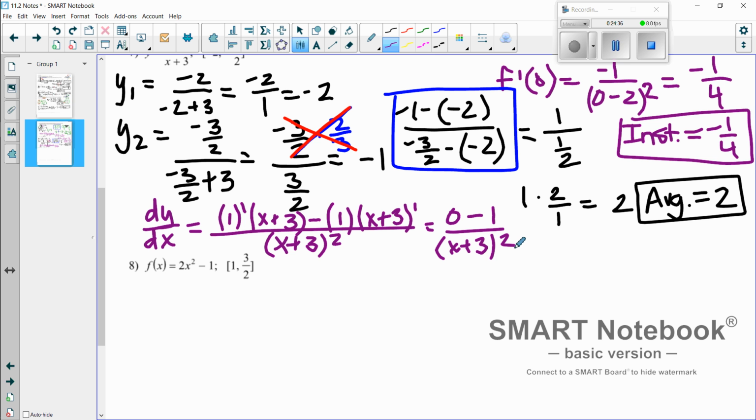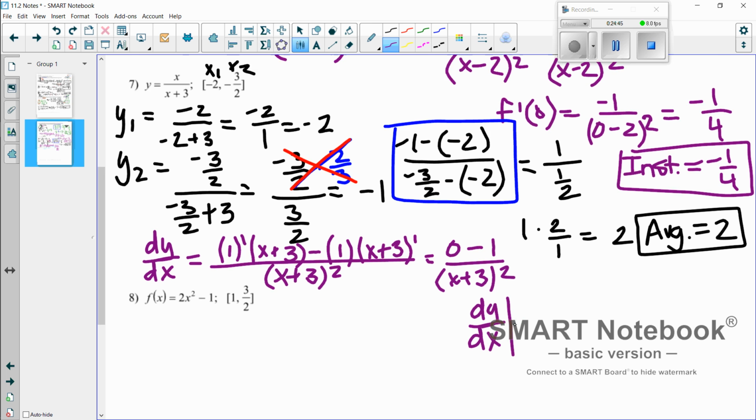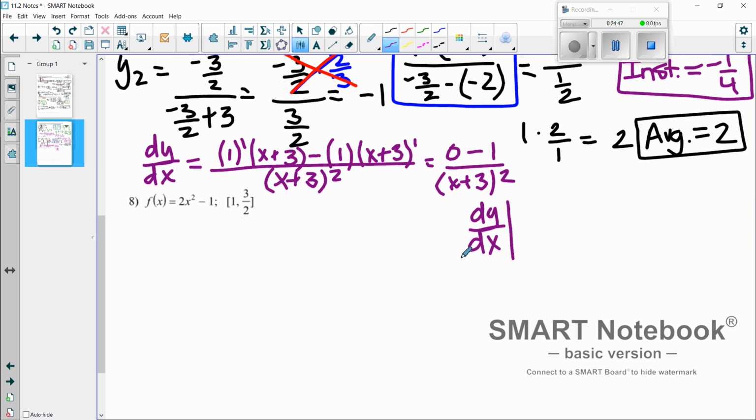And now we're going to include that new notation here when we're plugging in the given value, or the leftmost value. The leftmost value is negative 2, so x equals negative 2 here.